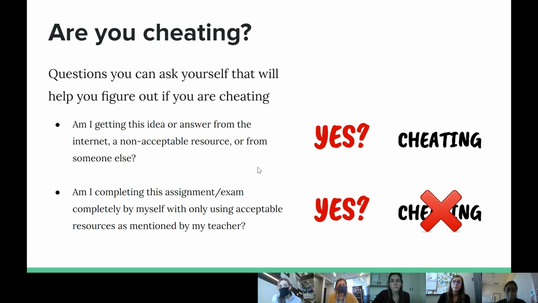Okay, so here are a couple of easy questions that you can ask yourself to identify if you are cheating. Question number 1, am I getting this idea or answer from the internet, a non-acceptable resource, or from someone else? If your answer to that question is yes, then unfortunately that is cheating. Question number 2, am I completing this assignment or exam completely by myself with only using acceptable resources as mentioned by my teacher? If your answer to that is yes, then you are not cheating.